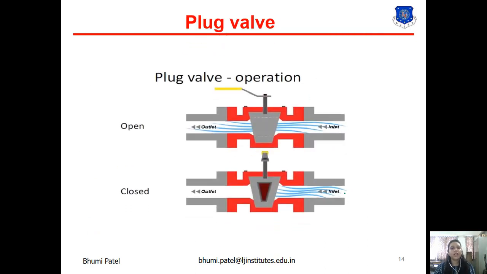So this is the plug valve operation. Here you can see that this is the open condition of the plug valve. Whatever fluid flows through the inlet passes through the outlet. So this is the open condition of the plug valve. Now the second condition is the closed condition of the plug valve. Whenever the plug is in the closed condition, there is no outlet flow. So this is the basic operation.